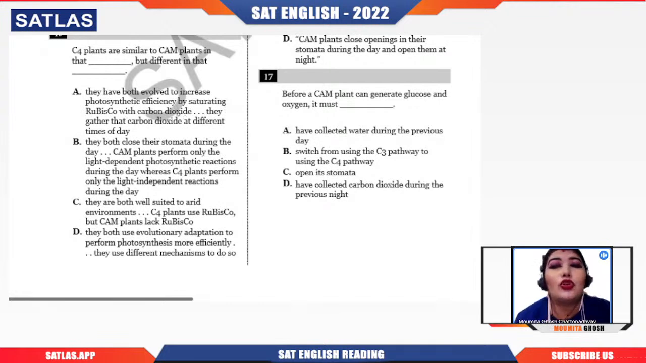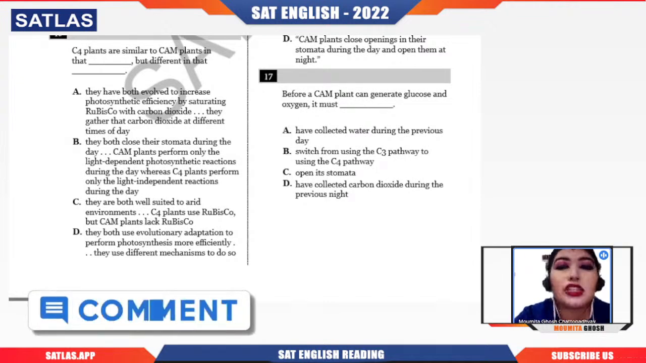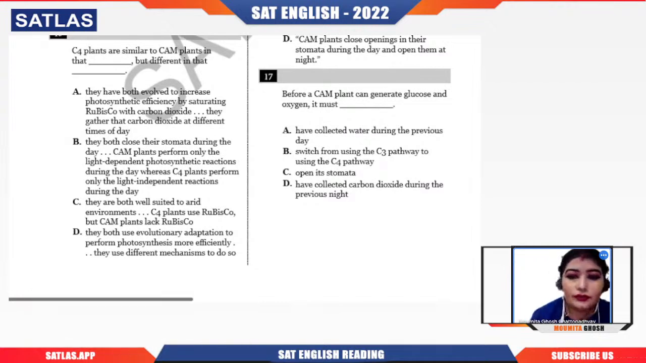So for those who have joined my session just now, I want to tell you that Rubisco is a carboxylytic enzyme which is used in the process of photosynthesis in order to increase the speed up to 20% of the original speed of the process of photosynthesis. Okay, so option A, they have both evolved to increase photosynthetic efficiency by saturating Rubisco with carbon dioxide. They gather that carbon dioxide at different times of day.